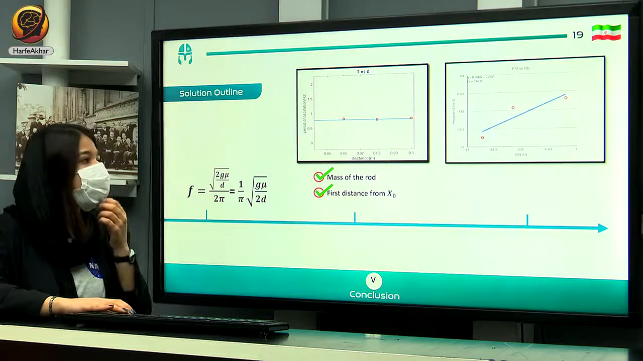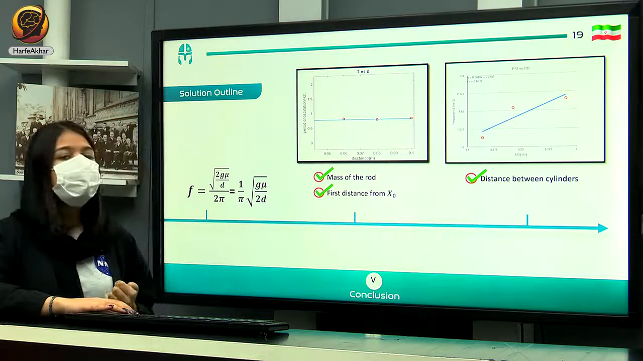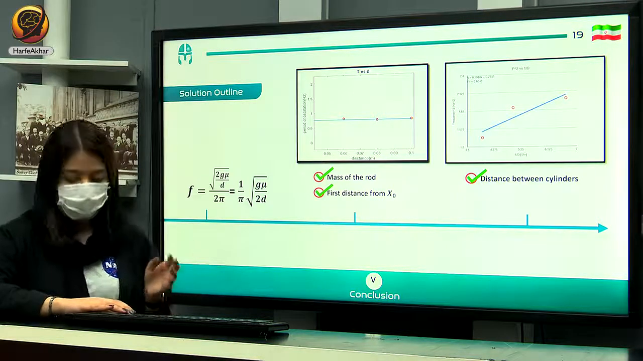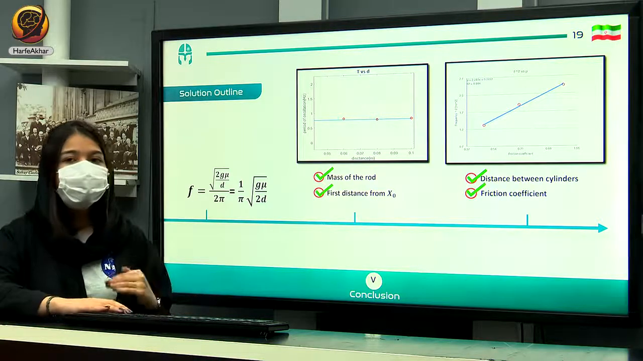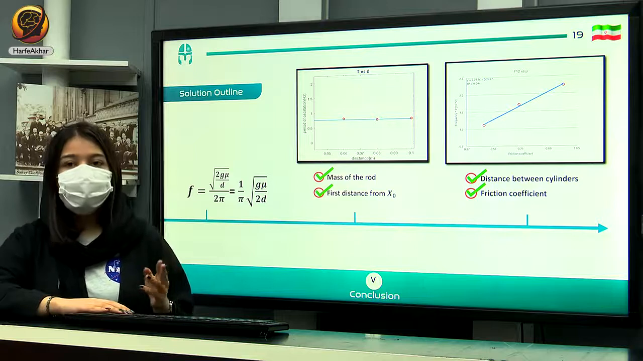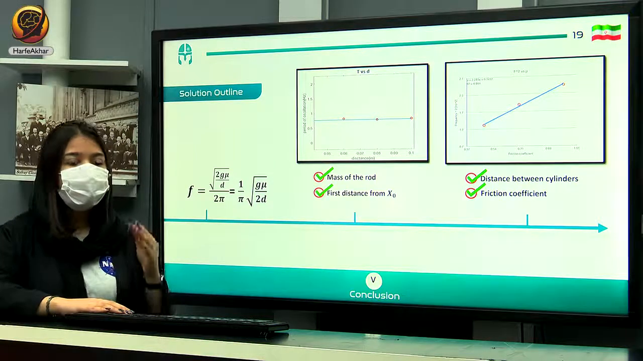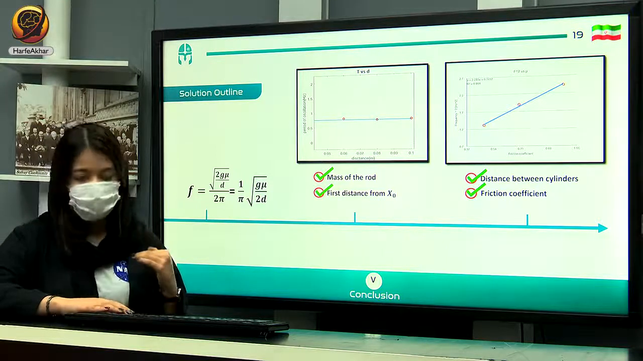Then we investigated some effective parameters like the distance between the cylinders. The lower the distance between two cylinders, the higher the frequency and the frequency squared. The higher the friction coefficient between the rod and the cylinder, the higher the frequency as well. For example, in the system using sugar, which had a really high friction coefficient, the oscillation was much faster than in the system using oil.